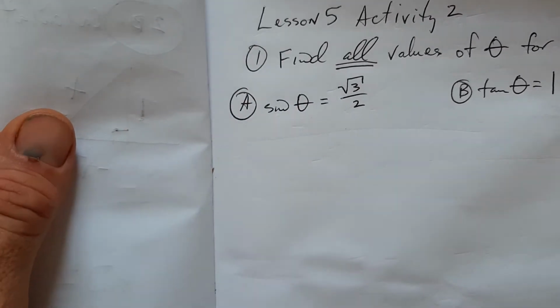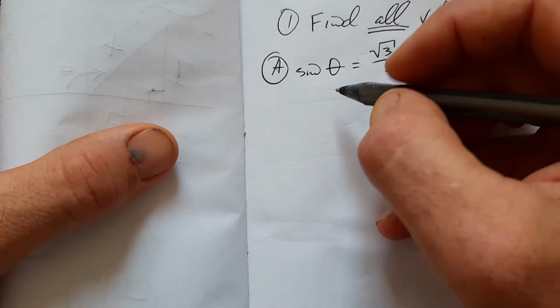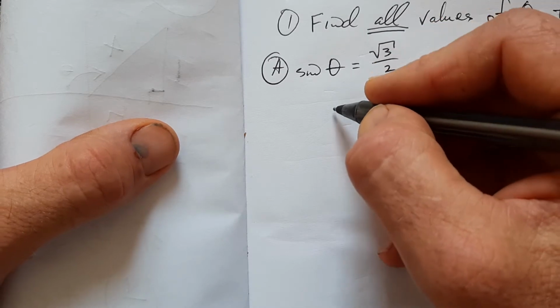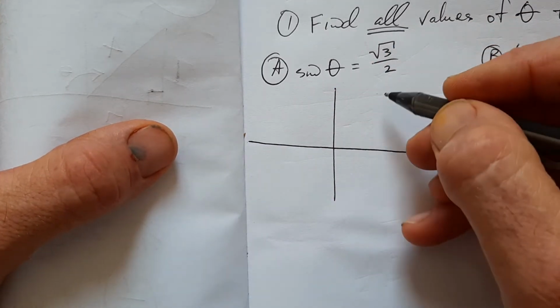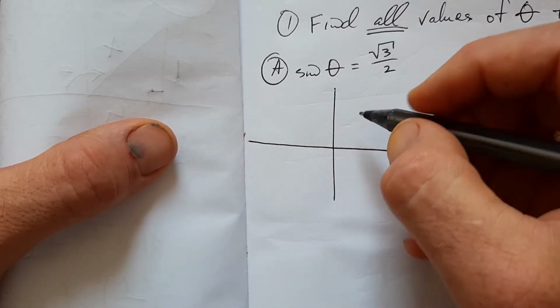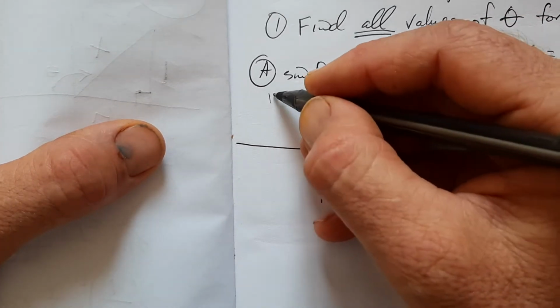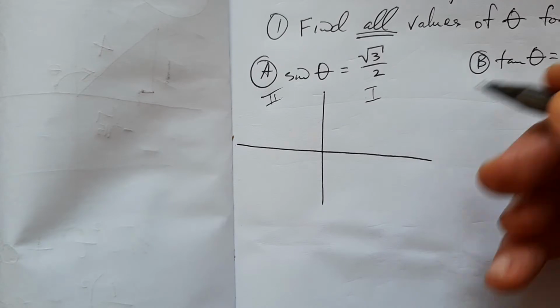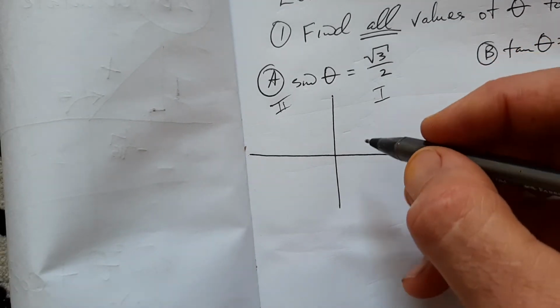Okay, I'm going to start on A. All right, so it's positive. So sine is positive. When sine is positive, you're either in what? My y values are positive, right? So I'm in either quadrant 1 or 2. Or both, right? Because I want to find all values of theta.